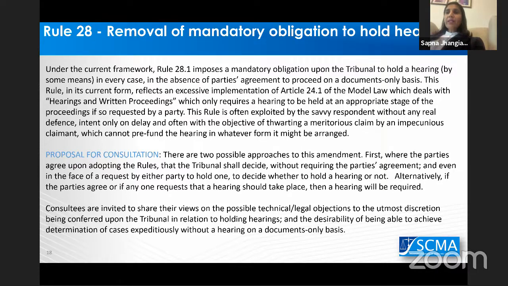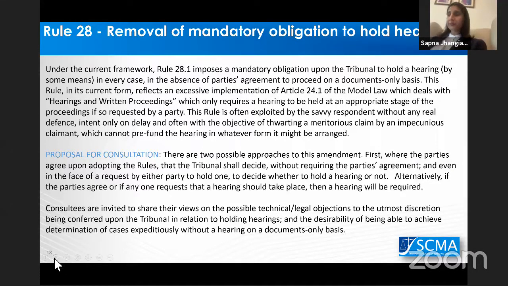The other approach is that if the parties agree, or if any one party requests that a hearing should take place, then a hearing will be required. So ultimately, what consultees are being asked to decide and give their input on is what level of discretion they would like the tribunal to have in relation to whether or not a hearing should be held. I think the key issue underlying the possible approaches is that the hearing tends to be where most costs are expended in any arbitration. So if a tribunal has more discretion to decide whether or not to hold a hearing, considerable time and costs could be saved. Whereas what we have now is that in many cases, a respondent can drag out proceedings and put a claim into the considerable expense of a hearing. And if we hand more discretion to the tribunal, there may be the possibility of an arbitration proceeding more efficiently and more cost effectively.